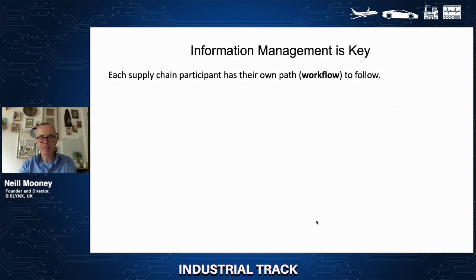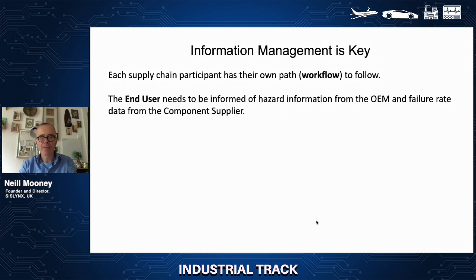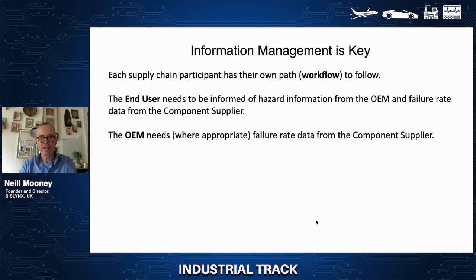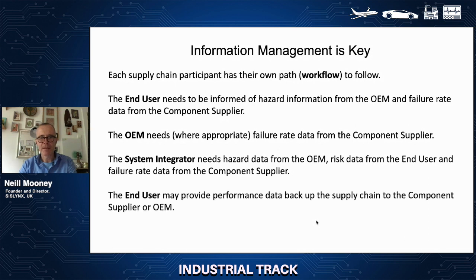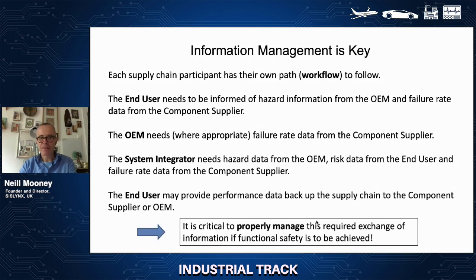Each supply chain participant has their own path, workflow to follow. The end user needs to be informed of hazard information from the OEM and failure rate data from the component supplier. The OEM needs, where appropriate, failure rate data from the component supplier. The system integrator needs hazard data from the OEM, risk data from the end user, and failure rate data from the component supplier. And the end user may provide performance data back up the supply chain to the component supplier or OEM. So it's critical to properly manage this required exchange of information if functional safety is to be achieved.